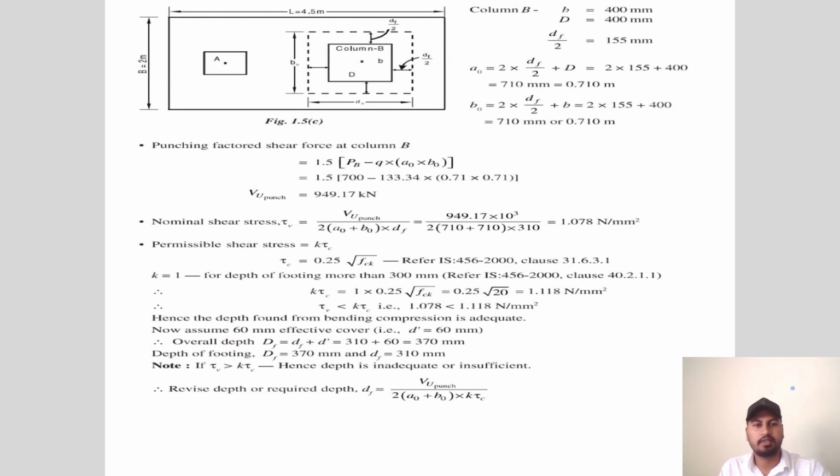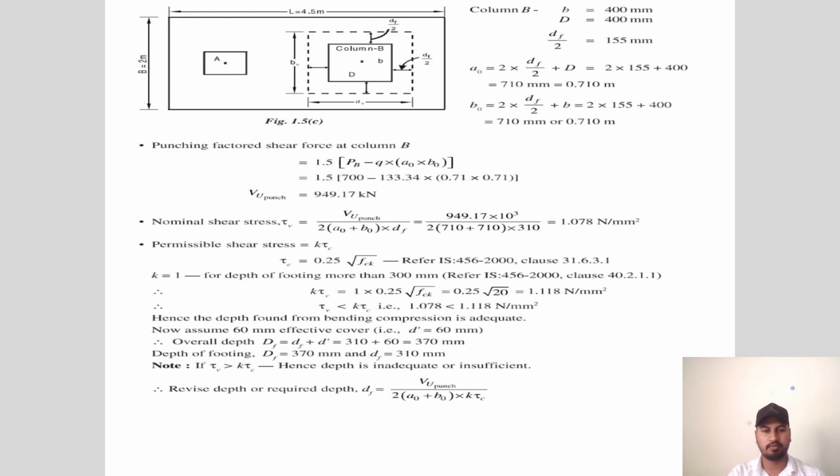After calculating, we will be calculating the nominal shear stress, tau v. After that, we will be calculating the permissible shear stress, and we'll get those formulas from IS 456 2000 clause 31.6.3.1, and with the help of those formulas, we'll be getting tau c and tau v. So here what we have found is that the depth found from bending compression is adequate.